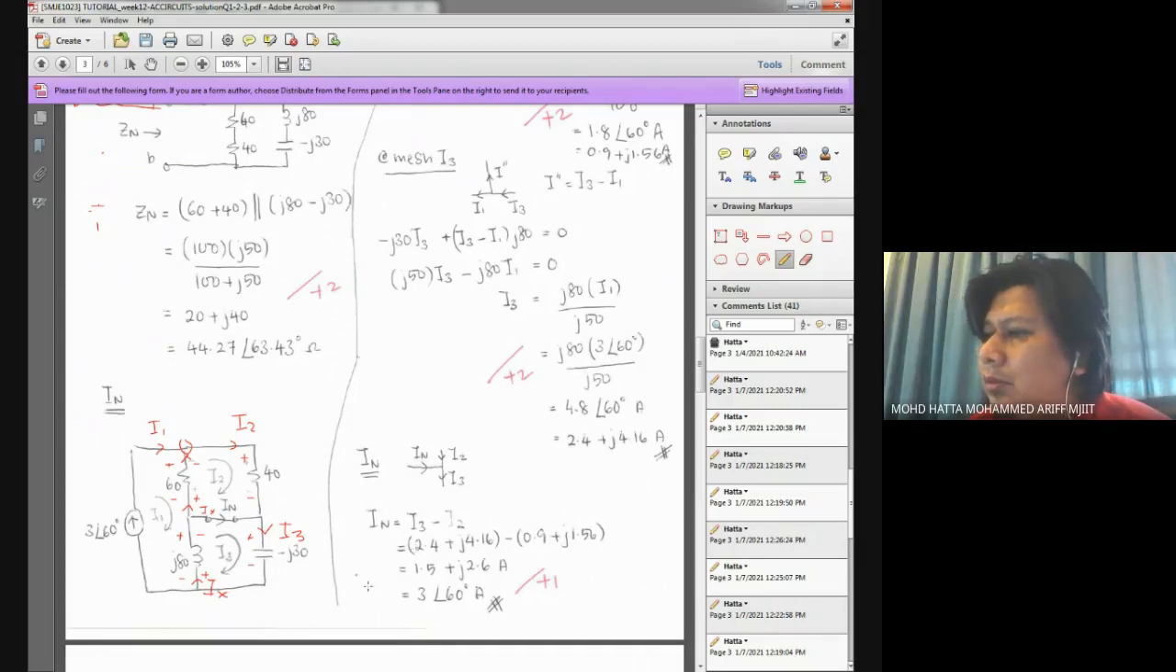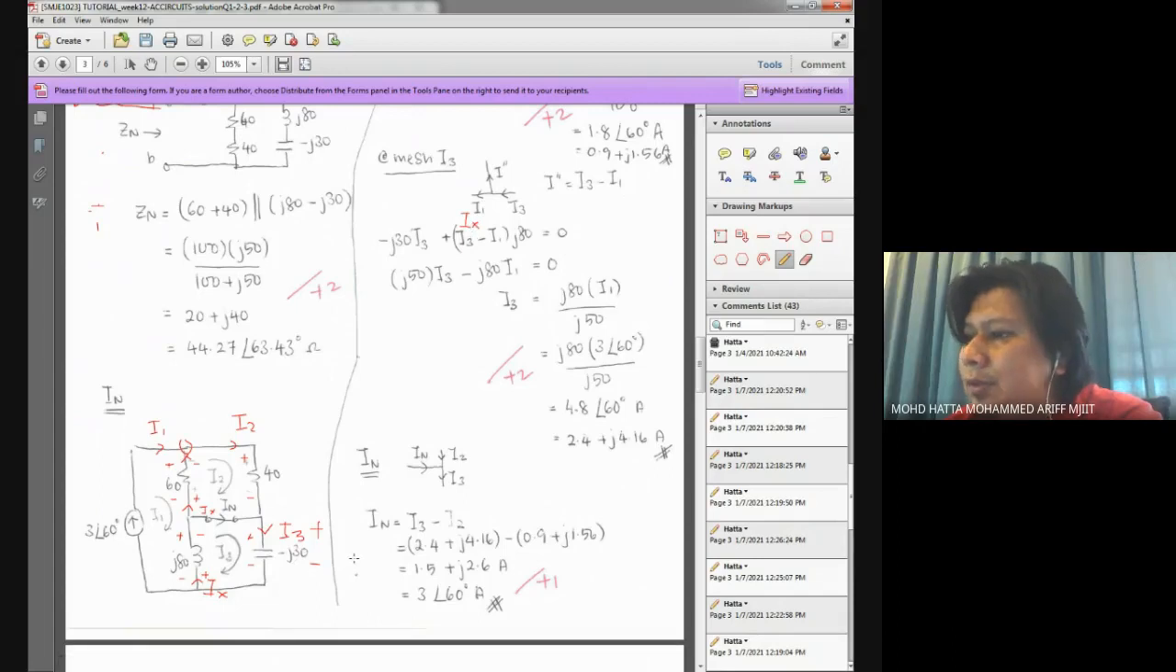To work out the voltage, Kirchhoff's voltage law around the loop. So here I have negative j30 times I3, referring to the voltage drop across here, and another one plus I3 minus I1. This is basically IX that I labeled just now.